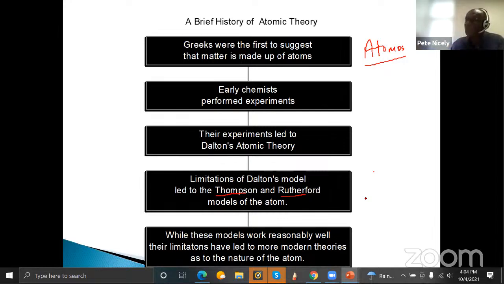Now, for those of you who plan to do Chem 1, you're going to get into these discussions in a bit more detail. What I've just given you is basically a very broad overview of how we arrive at the modern understanding of atoms and their nature, all right?